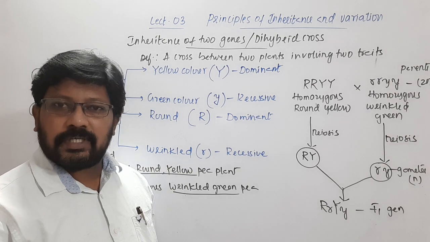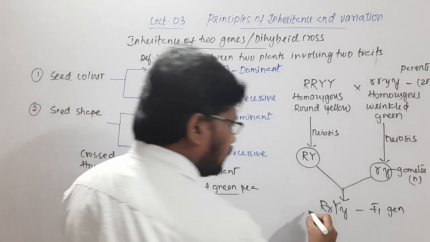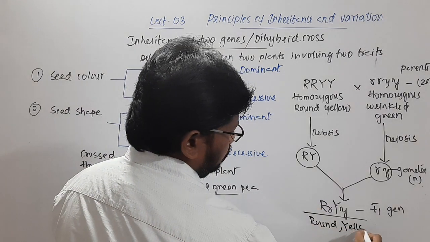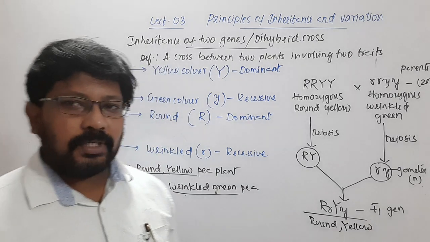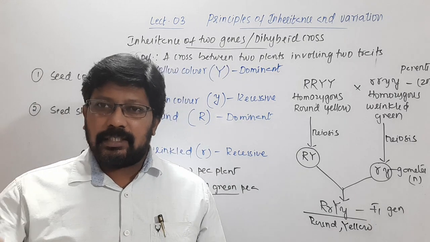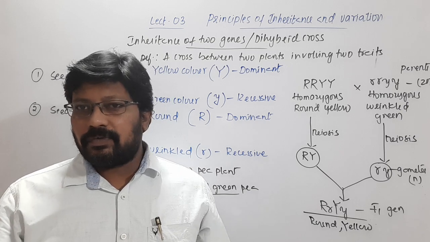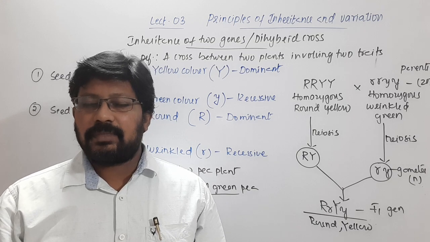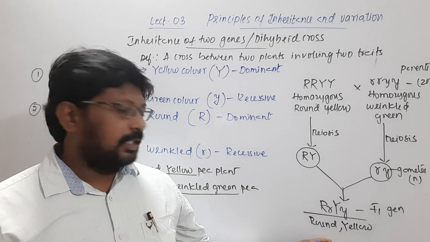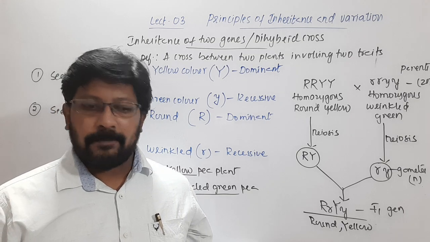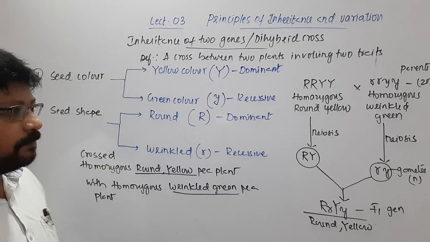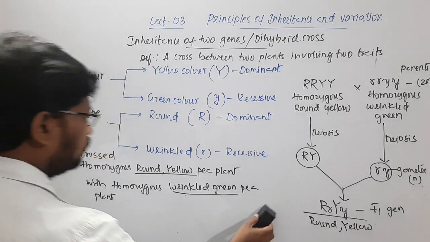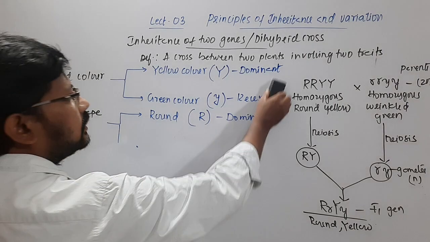So what he observed in the F1 generation is that he obtained all round yellow, so 100%. If he collected some 1500 seeds, all 1500 seeds, when raised, developed round yellow features. Now we know the next step of Mendel is self-crossing the F1 generation.